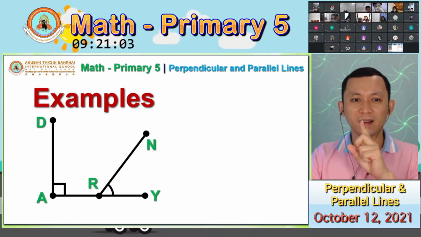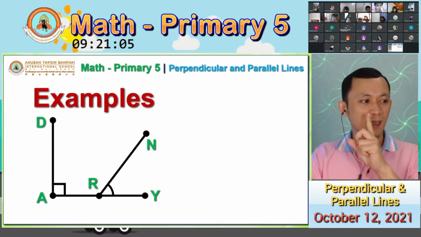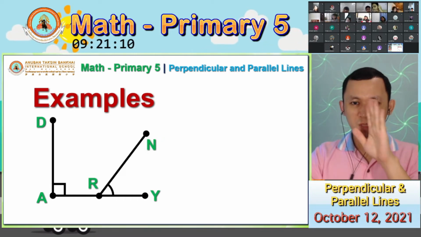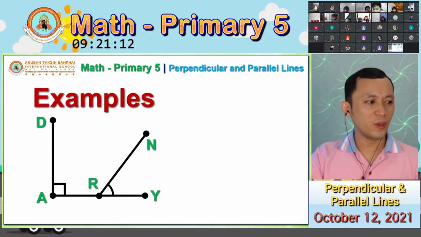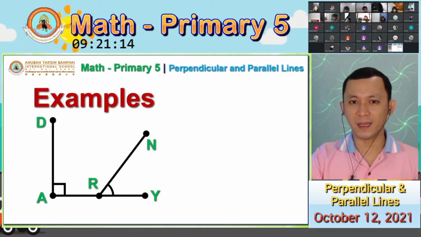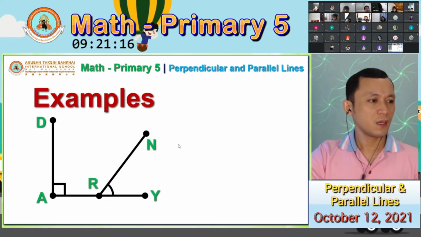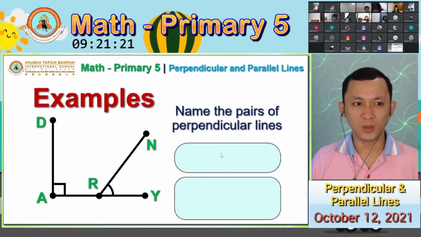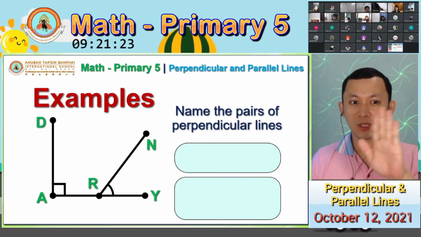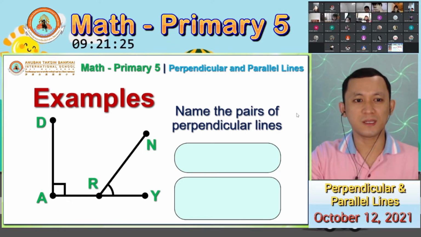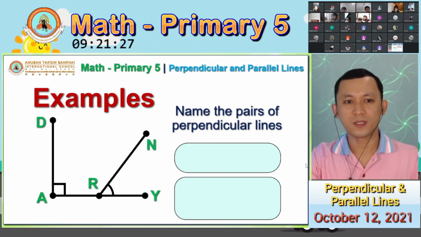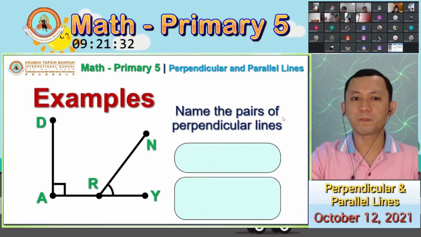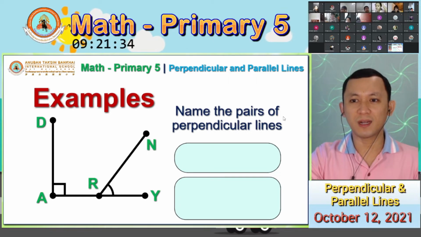We have line segment RN, okay, and we have line segment RY. We have also line segment AR. Okay, any of them. Look carefully and don't answer yet. We still have 10 minutes. Name the pairs of perpendicular lines.